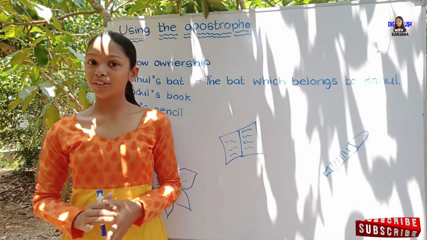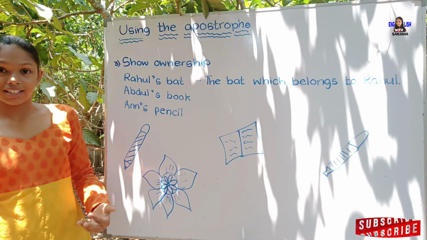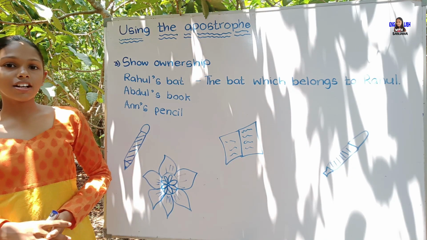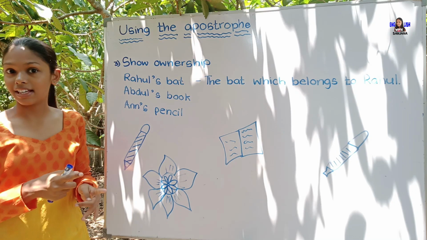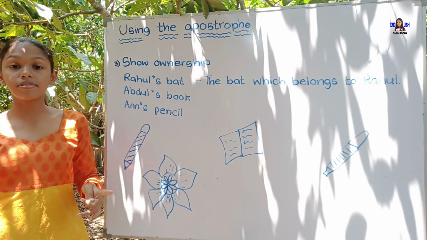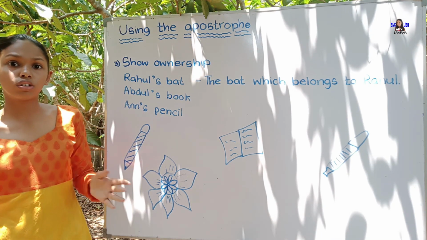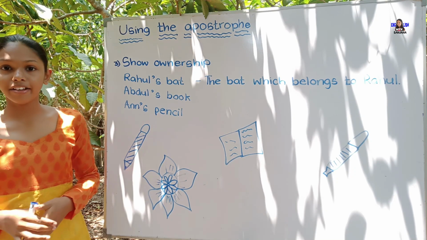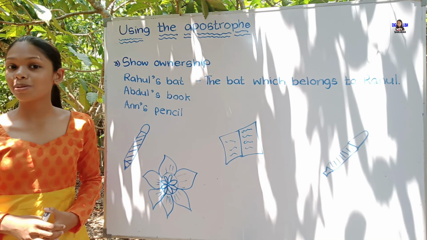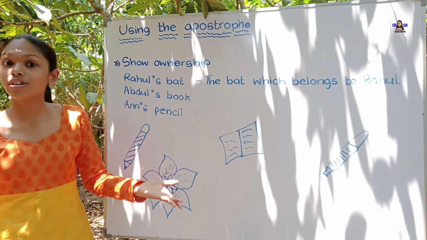Now in the third rule, we are going to look at how we can show the ownership of something that belongs to someone. For example, imagine there is a kid stealing a pencil, but you know that pencil belongs to a person named Rahul. Then how can you tell the kid not to touch it? You can say, don't touch that pencil. It is Rahul's pencil. Or else you can say, that pencil belongs to Rahul.